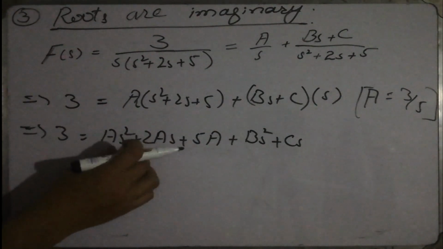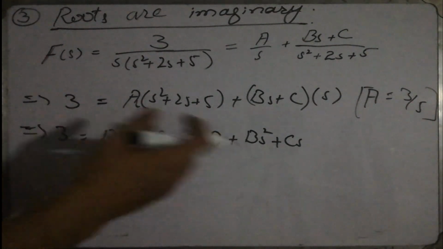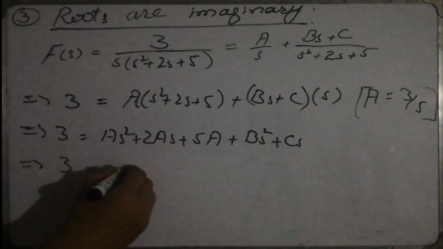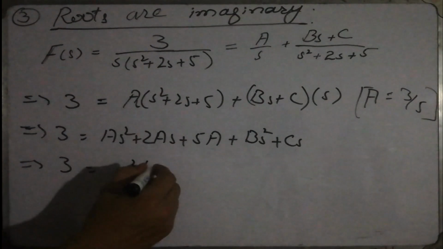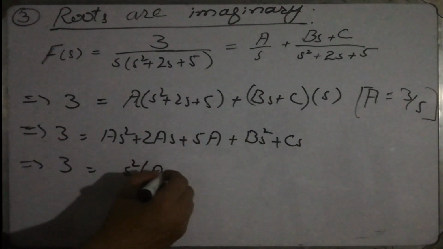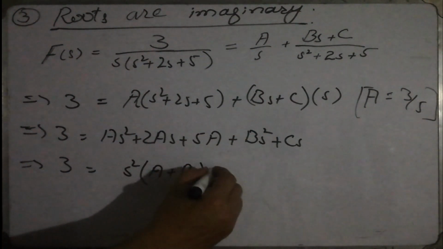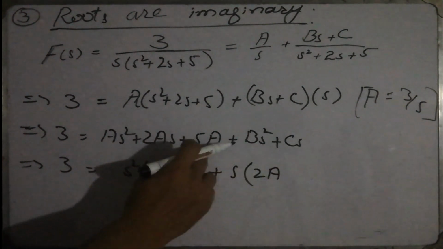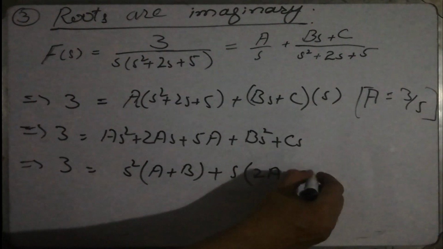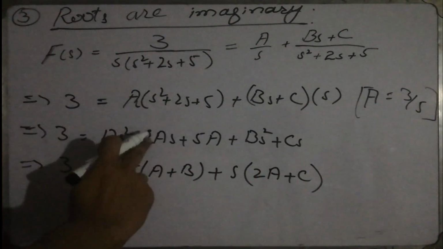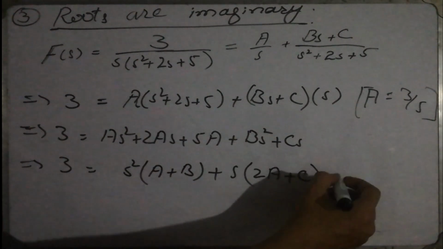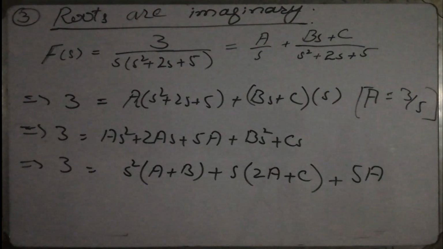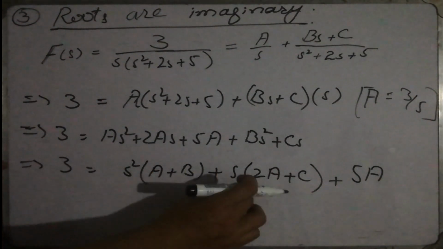Now let's separate each one on the basis of the power of the variable they are having. So our s square is with A and B, right? And the s is with 2A and C as well, right? And then we have a constant which is 5A right here.